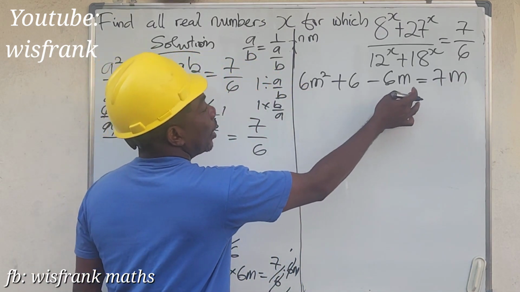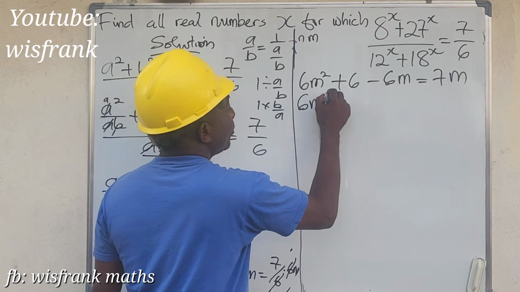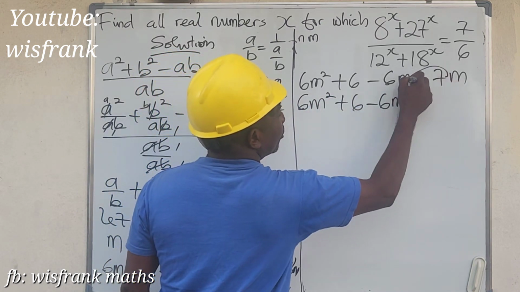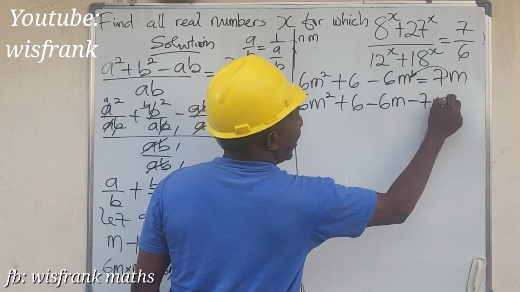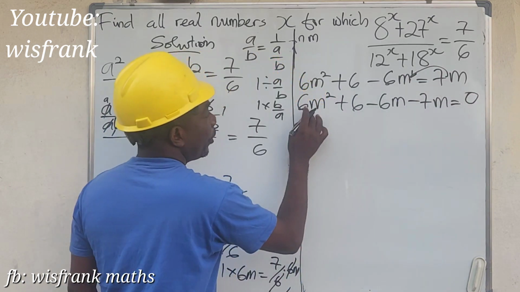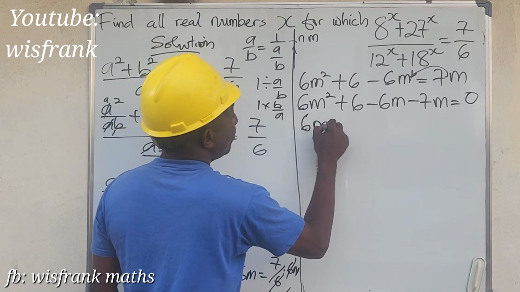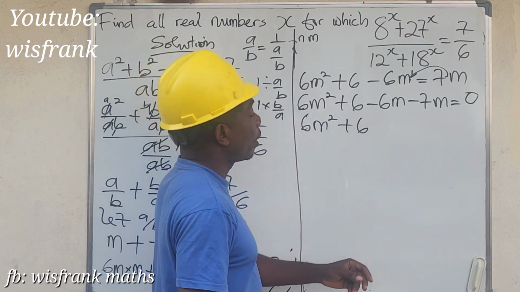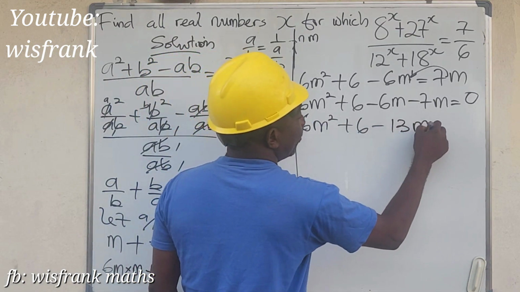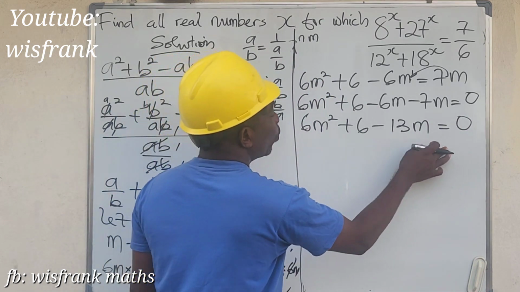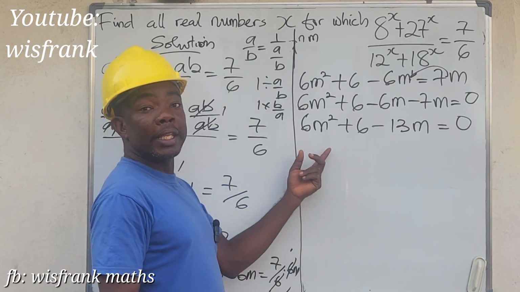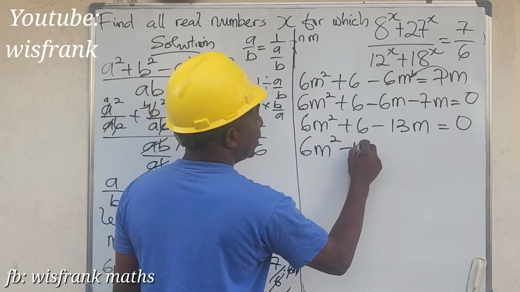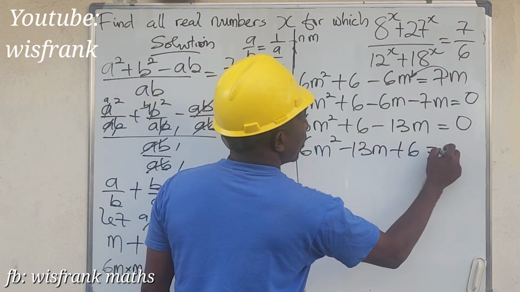In this case, we can collect like terms. So here will become 6m squared. Here will be plus 6 minus 6m. This will transpose into this other side. We have minus 7m equals to 0. So here will become, this is 6m squared plus 6 minus 6m minus 7m will give us minus 13m equals to 0. In this case, we can rearrange this because it is a quadratic equation. So this will become 6m squared minus 13m plus 6 equals to 0.